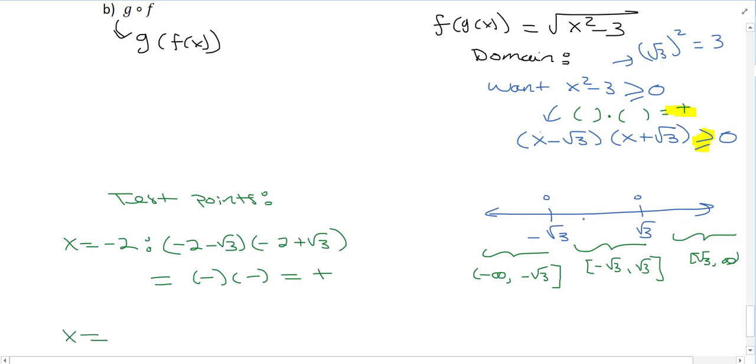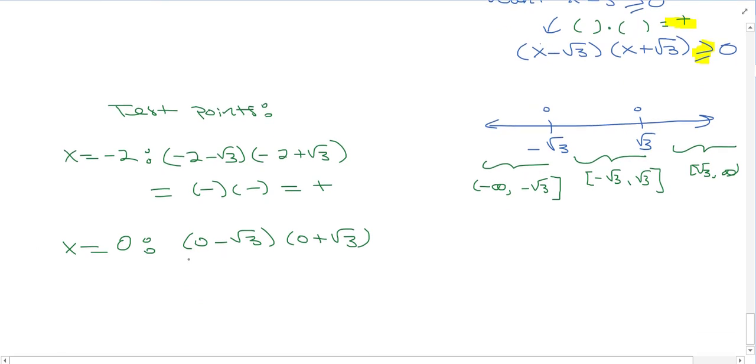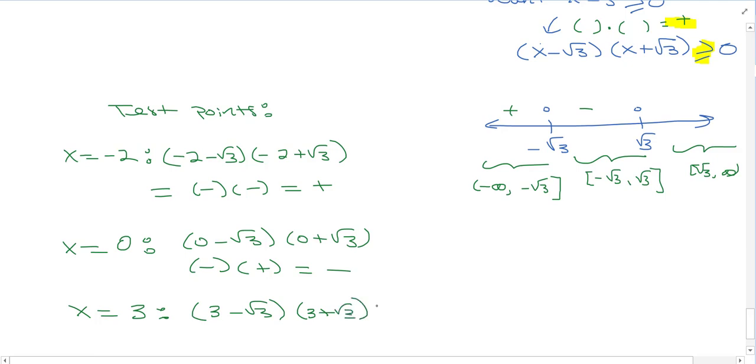Now pick something in between negative √3 and positive √3. Be nice to yourselves, choose 0. So I'm going to have 0 minus √3 and 0 plus √3. So I have a negative times a positive, so that's negative. So far, what do I have? Positive there, negative, and then what happens on this side? So pick something larger than √3, so you can pick 3 and plug it in. So you can have 3 minus √3 and 3 plus √3. So these are all positive times a positive is positive.